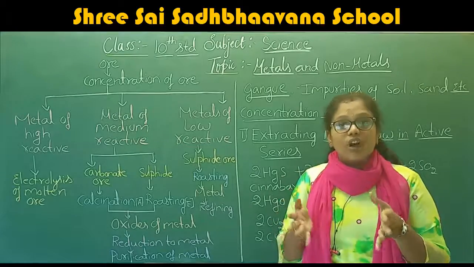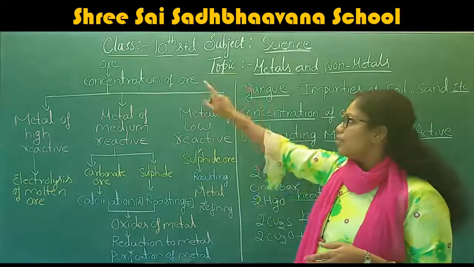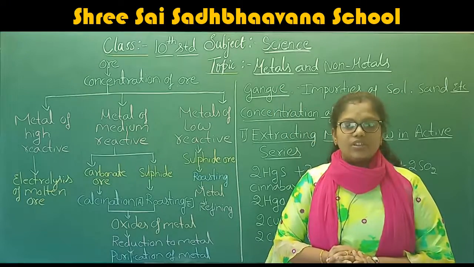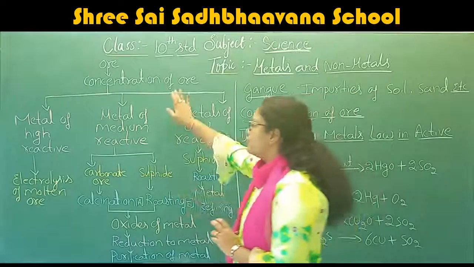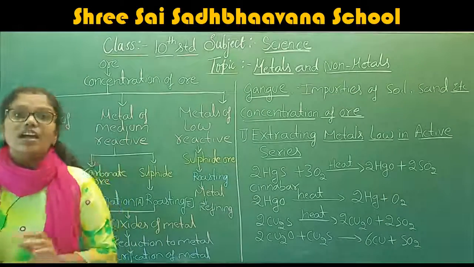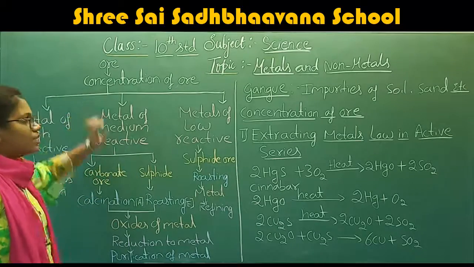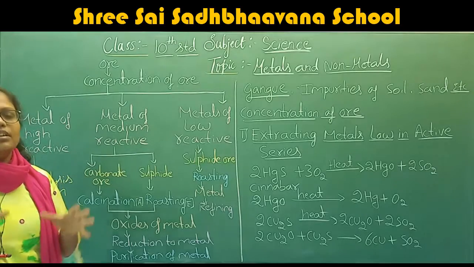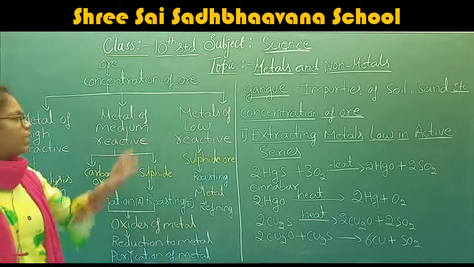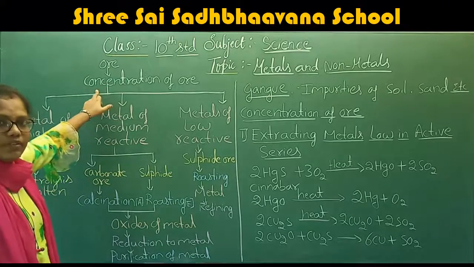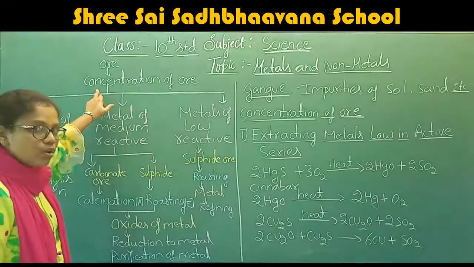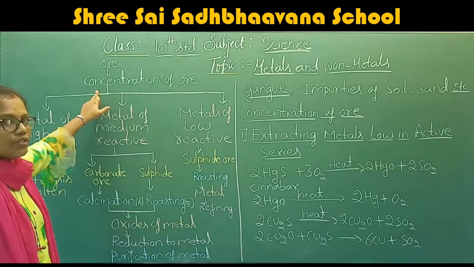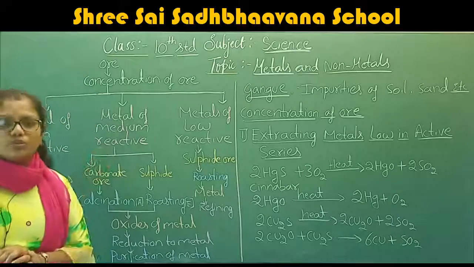Therefore, in which process is the gangue removed? In the concentration of the ore, these gangue particles are removed. Understood the first step? What is the first step? The first step is the concentration of the ore. What is this concentration of the ore? The removing of the impurities from the ore, we call it the concentration of the ore. The first step involved in the extraction of the metal is the concentration of the ore.